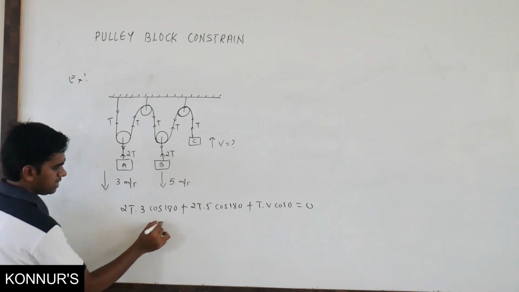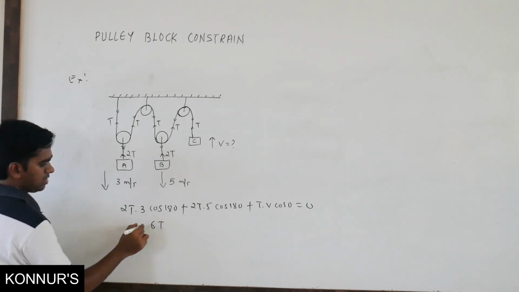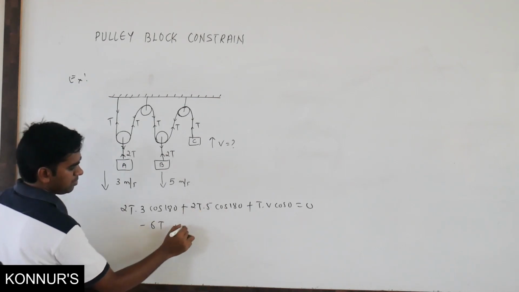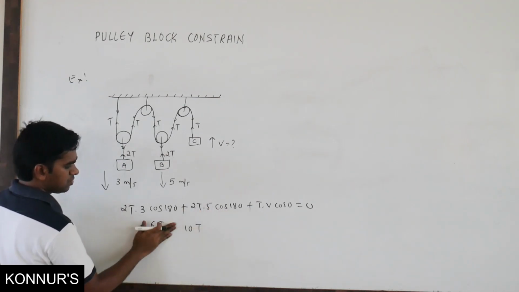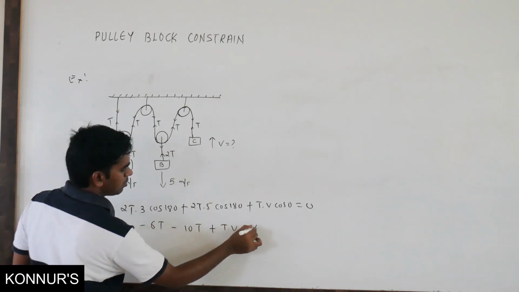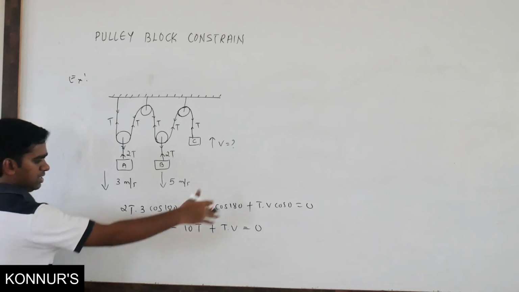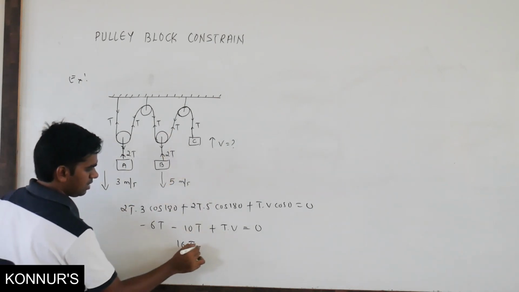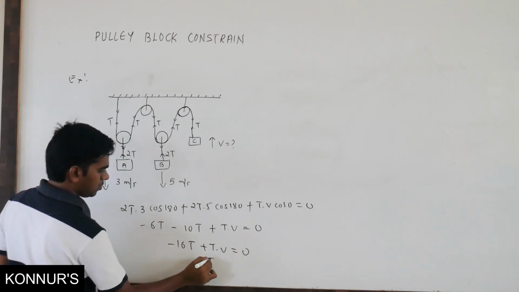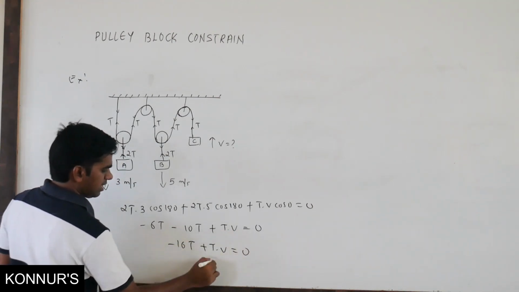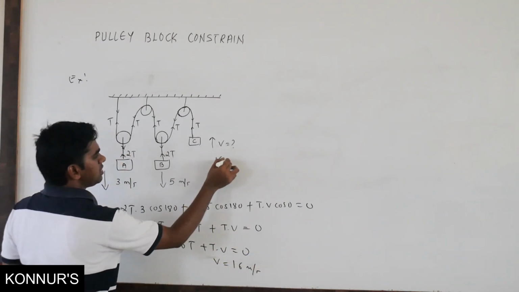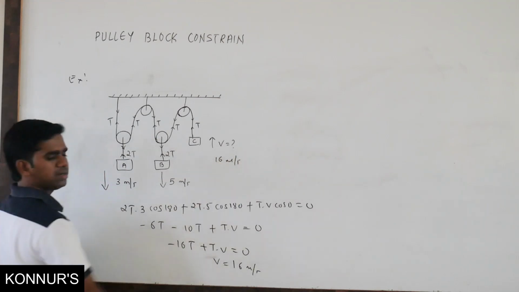So this will become what? 6T cos 180 is what? -1 plus 2T into 5 means 10T cos 180 means what? -1 plus T into V equals to 0. So 16T plus TV equals to 0. So negative sign is there. So V will become what? T will get cancelled. V will become 16 meter per second. So you will get velocity 16 meter per second.